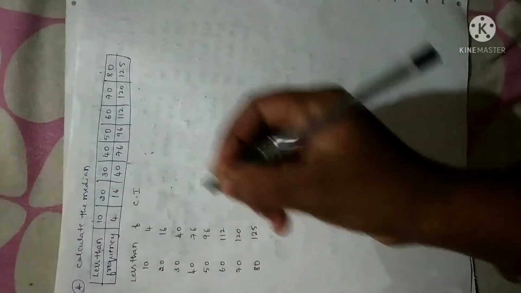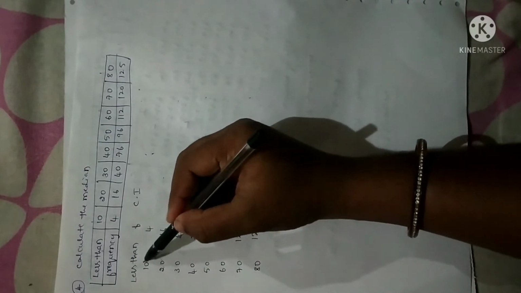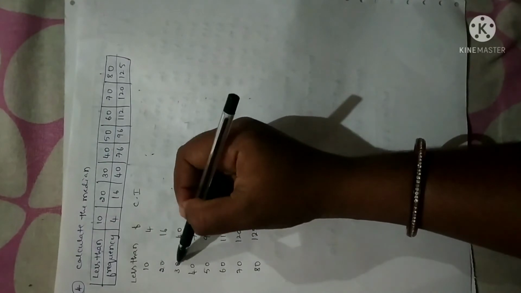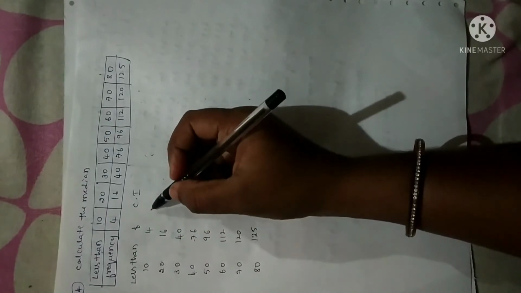From this data, we have to construct a class interval. Fine. So let me write the class interval. Before that, make sure that the difference between these two is equal. That is 20 minus 10 is 10. 30 minus 20 is 10. So we have equal class difference of 10. So we have to construct class intervals with a difference of 10 units.